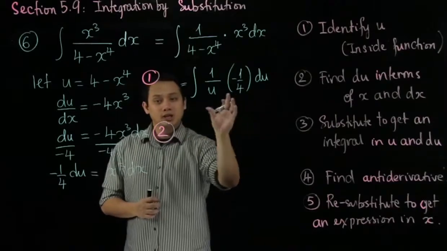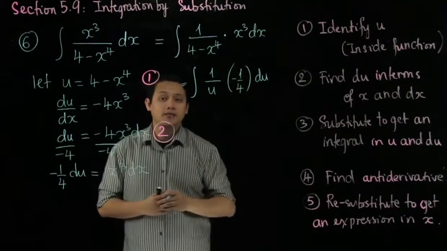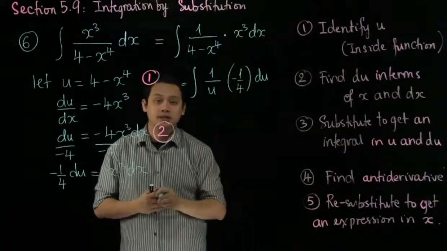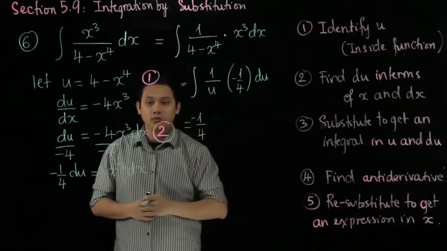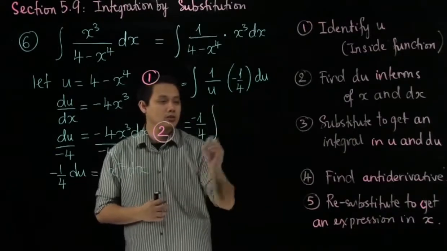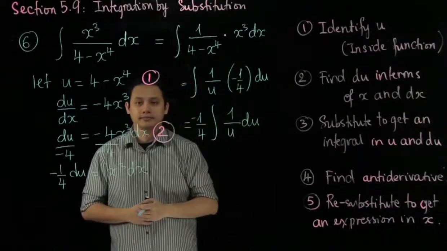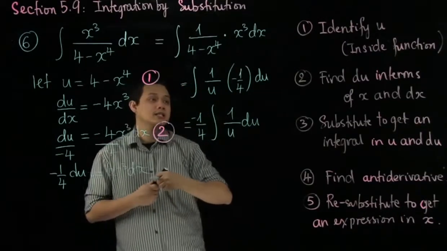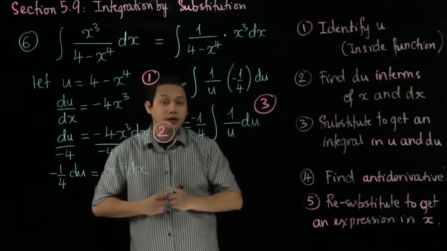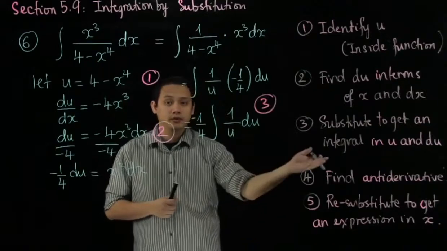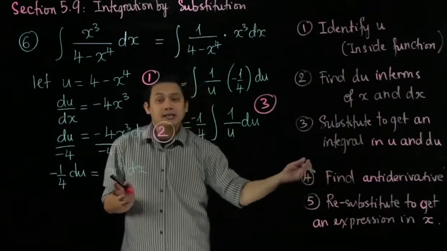Anytime you see multiplication like this and you have a constant, in this case negative 1 over 4, you can take the constant out of the integral operation. You have negative 1 over 4 times the integral of 1 over u du. So this is the third step, that you need to find a new integral in terms of u and du. Step 4, you need to find the antiderivative.